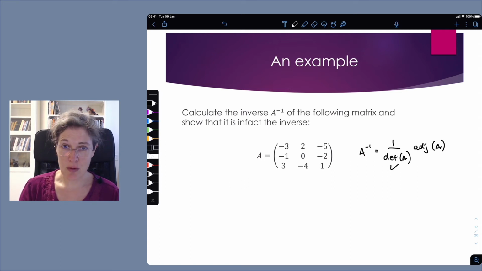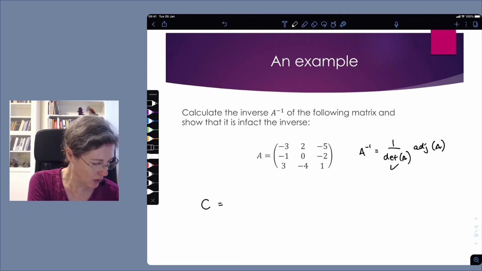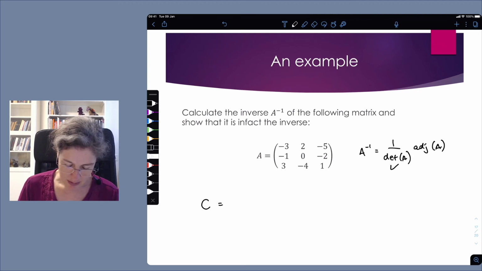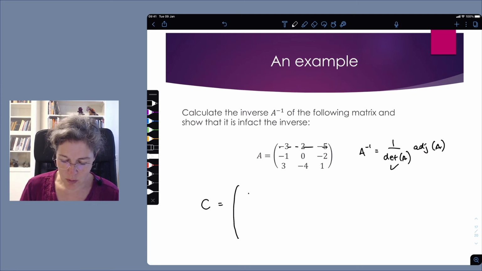And to find the adjoint, we first need to find the cofactor matrix. So our cofactor matrix, C, is going to be, and I'm going to copy from notes here because otherwise bad things will happen. All right, so I want to think about my C11 entry. The first thing that I do is ignore everything in the first row, first column. So ignore everything here, and I'm going to take the determinant of 0, minus 2, minus 4, 1.